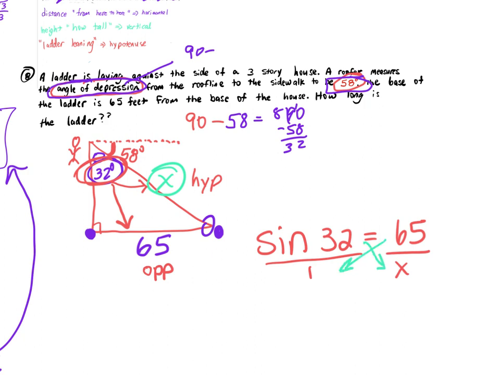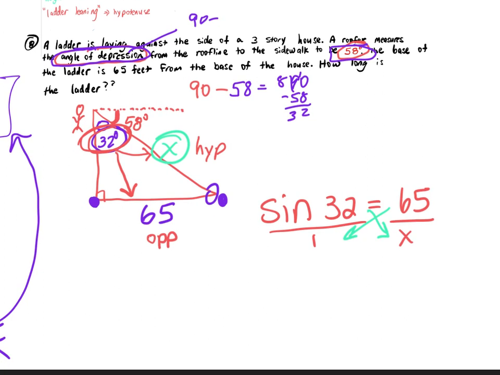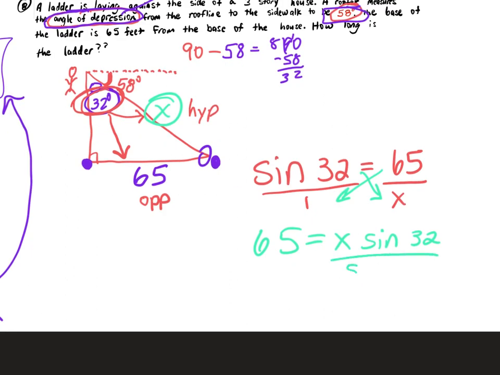In this case, I'm going to have you round to the nearest foot, I think I put on the test. So 65 equals x times the sine of 32. How do you get x by itself? Divide both sides by sine 32. And in your calculators, what is 65 divided by sine 32?